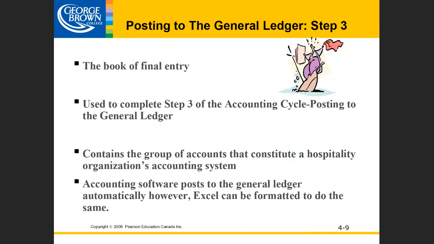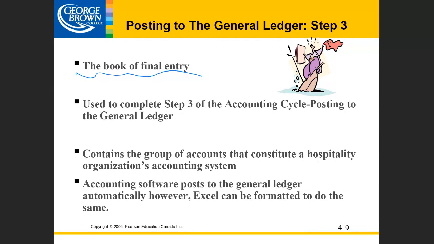More about the general ledger. The general ledger is also known as the book of final entry. This is, again, where all the balances of your accounts live. It contains the group of accounts that comprise your organization's accounting system. So all of the accounts that you have in your accounting system live in your general ledger.